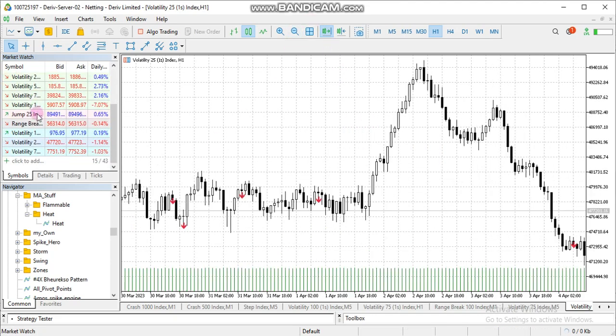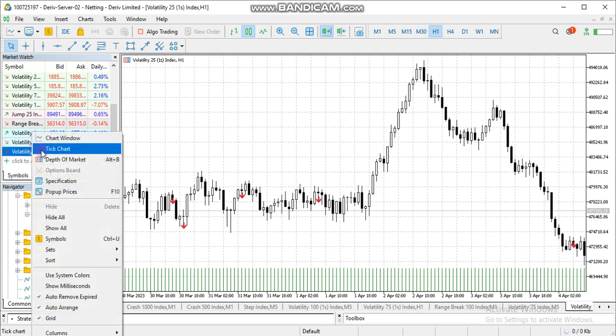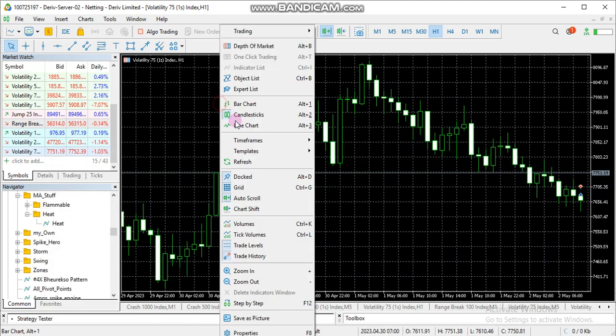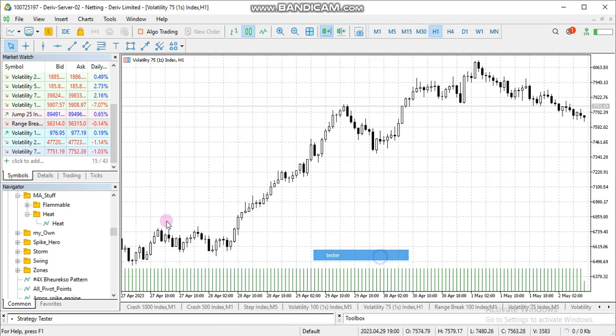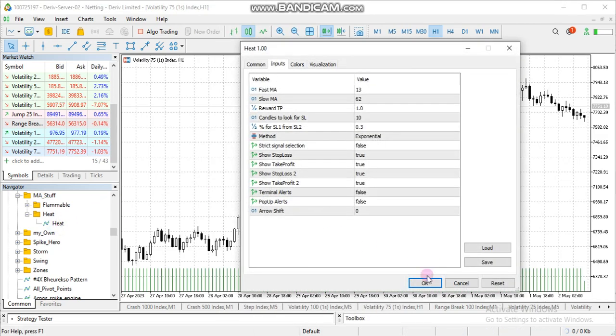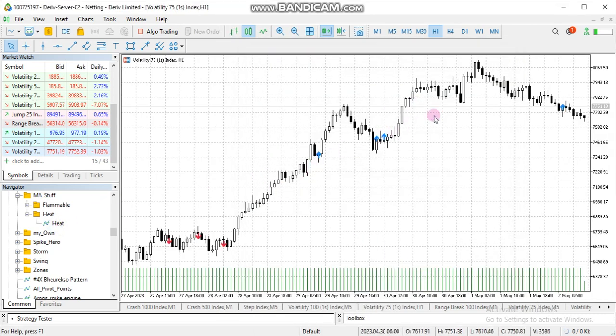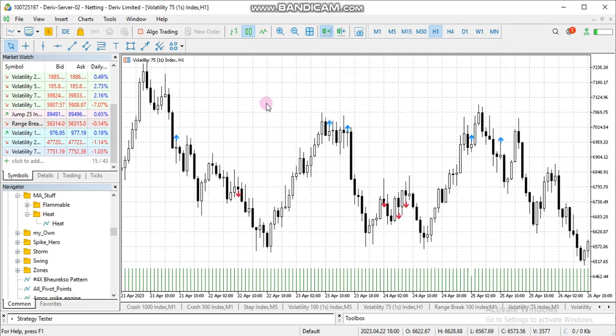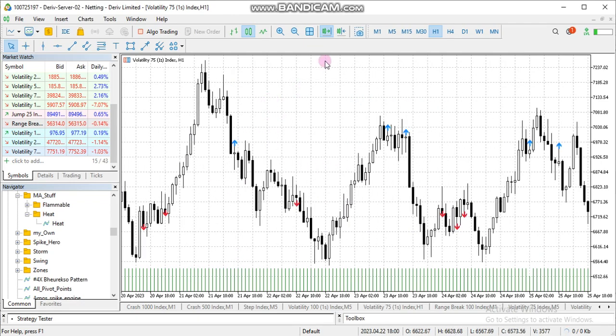Let me see if I have something else. This one. Okay, so Haramis. It works on all time frames, on all charts. These are candlesticks, guys.